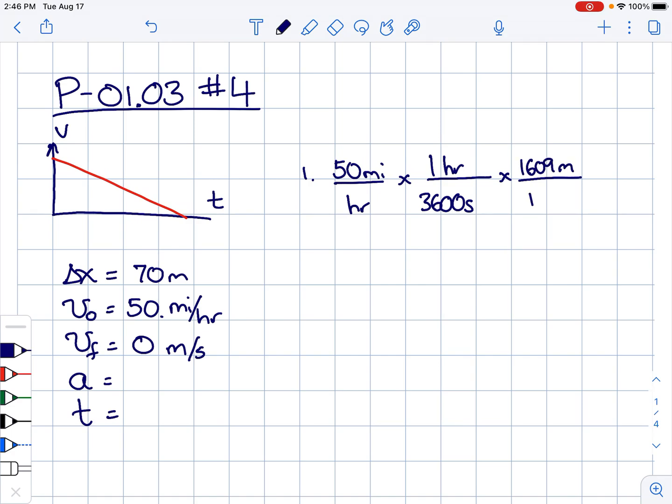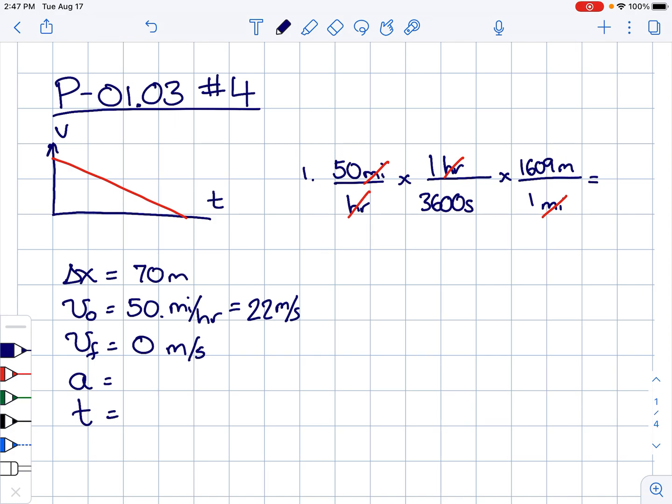1609 meters in 1 mile. That way, the miles cancel the miles, the hours cancel the hours, and you are left with meters per second. Okay, so you'll have to figure that out and get that value. And that, of course, is the initial velocity. Figure out what that is, and let's just say that's 22 meters per second. I don't know what it actually is.